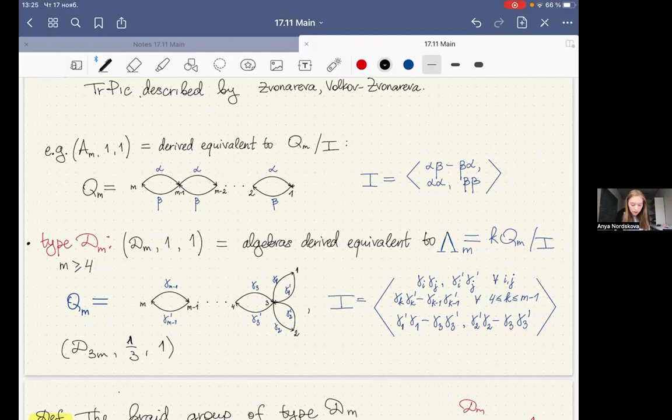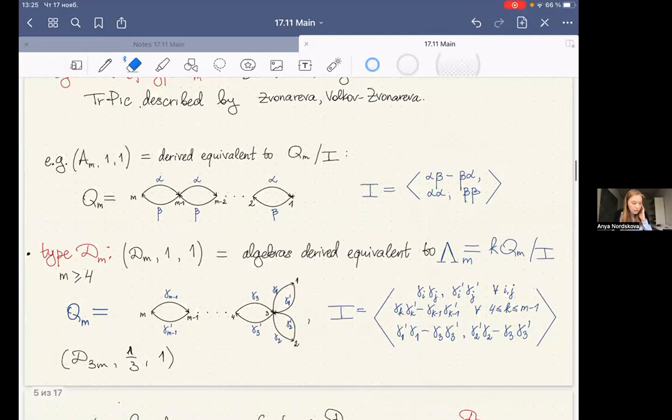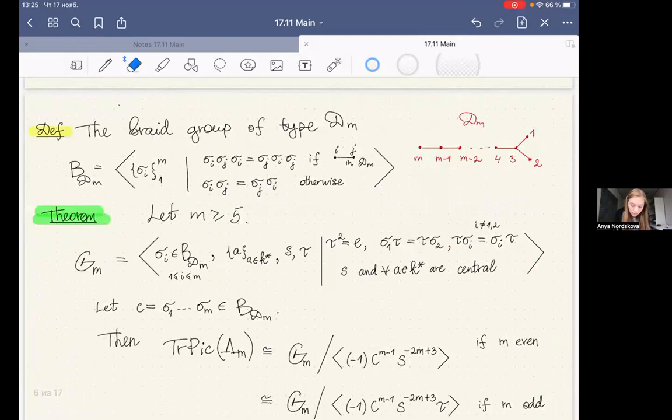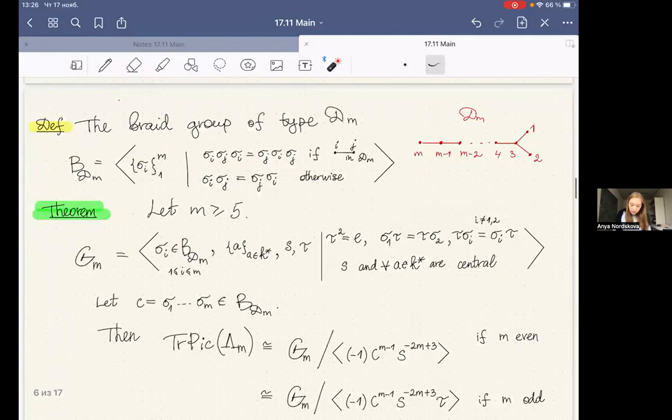Okay, so now let me state the main result. First, to do it, I need to define the braid group of type D_M. You can do it for A, D, E, or any graph that you want. So here I have my D_M diagram. For every vertex of this diagram, I have a generator sigma_i. If two vertices i and j are connected by an edge in this diagram, then I have a braid relation. And if they're not connected, then I have a commutativity relation. Okay, and now for the main result of the talk.